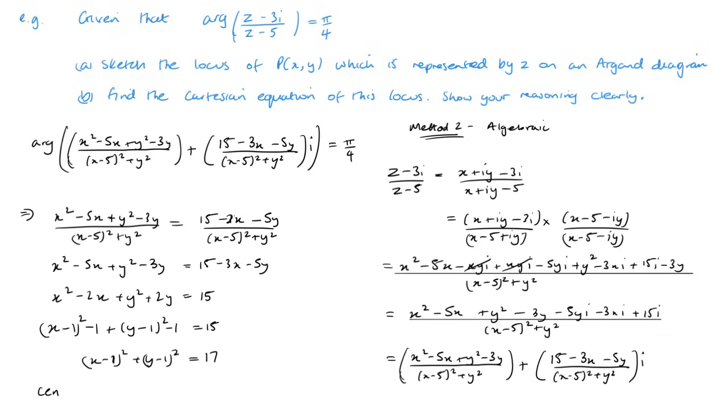So there we are, centre 1... Oh, sorry, this is not minus, it's a plus, isn't it? So centre (1, minus 1), radius root 17. So that is the Cartesian equation of this locus. And all that's left is to apply some limits.